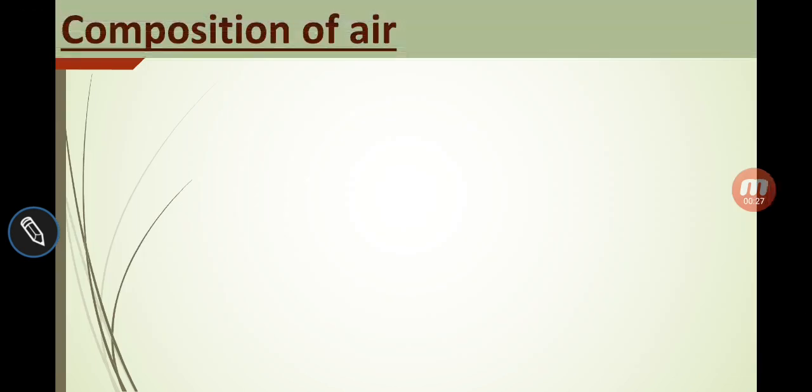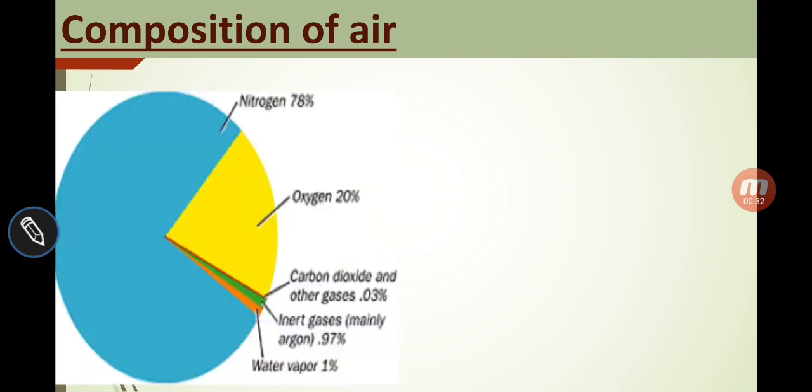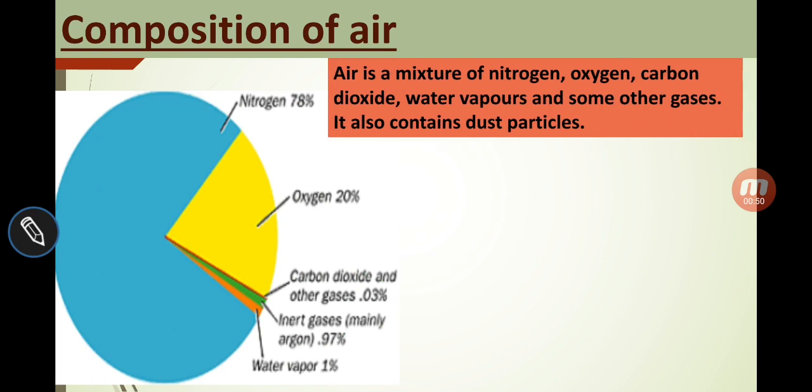Already we have discussed the composition of air. What is the composition? Nitrogen, oxygen, carbon dioxide, noble gases and water vapor. And what are the percentages of these gases? Already we have discussed that in the previous lecture. Air is a mixture of nitrogen, oxygen, carbon dioxide, water vapor, and some other gases. It also contains dust particles.